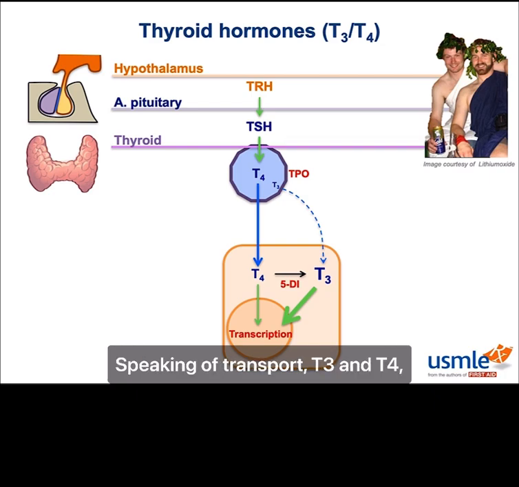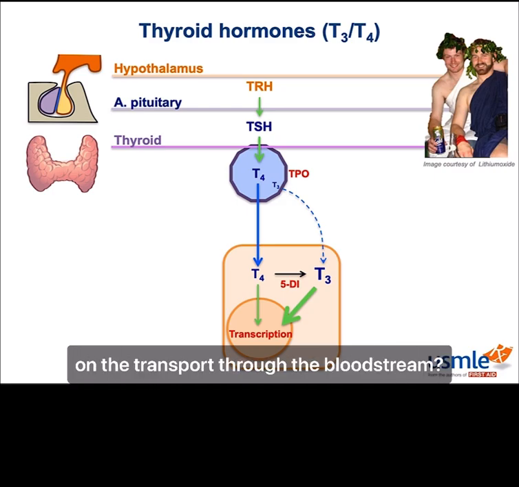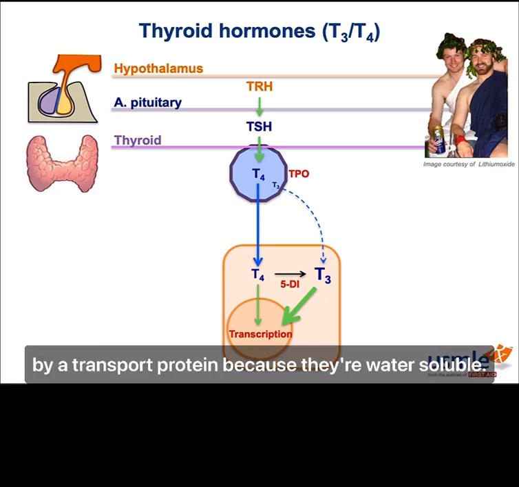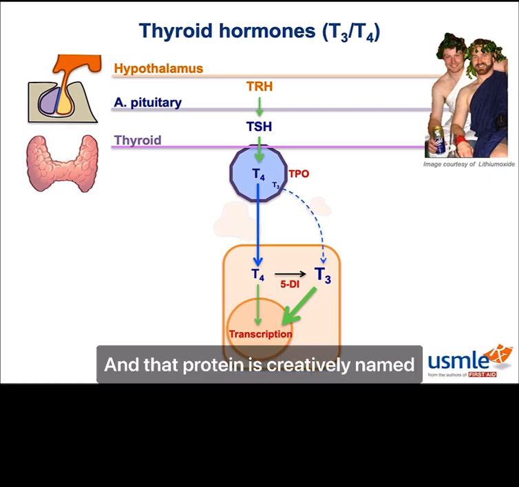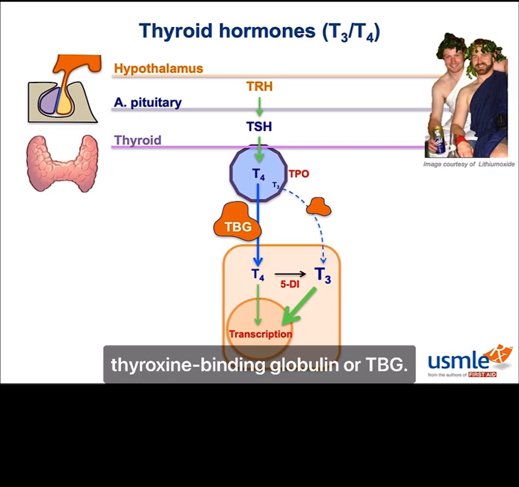Speaking of transport, T3 and T4, like cortisol, are lipophilic. So what bearing does that have on the transport through the bloodstream? The thyroid twosome has to be carried by a transport protein because they're poorly water soluble, and that protein is creatively named thyroxine binding globulin, or TBG.